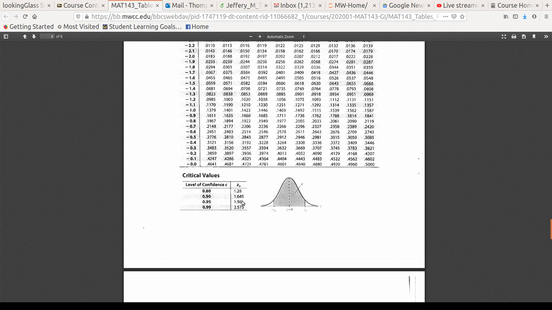So these are coming from the Z scores that we used before. But what they've done is they've put together a very common set of them right down here on the bottom. 80% confidence, 90% confidence, 95% confidence, and 99% confidence. But they can be found from the table. That was a rambling way to get there.